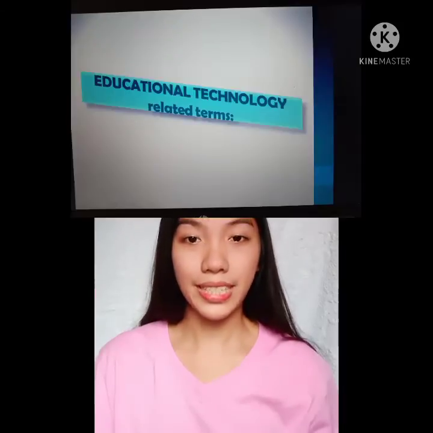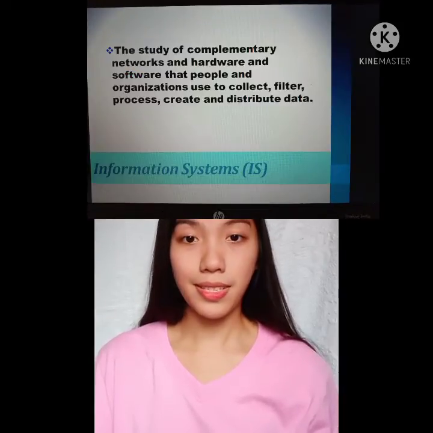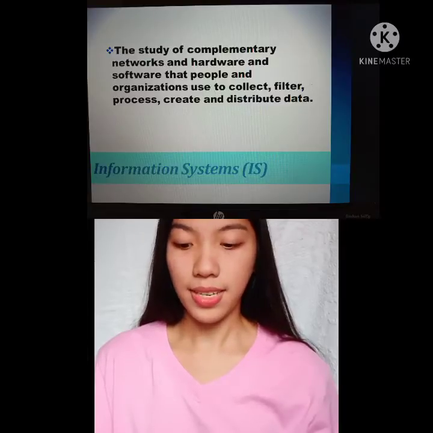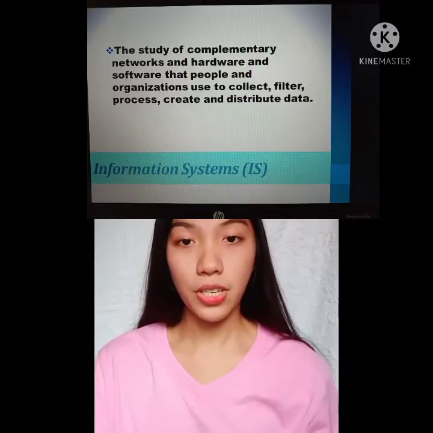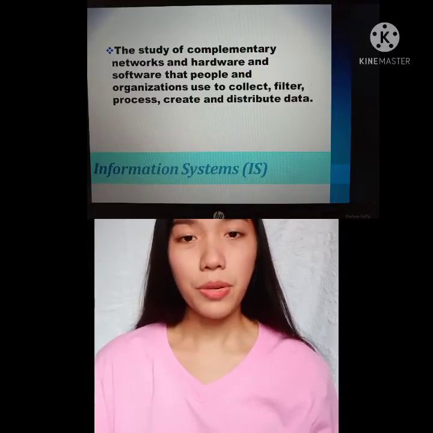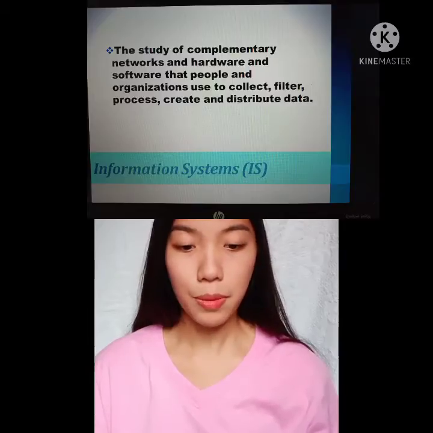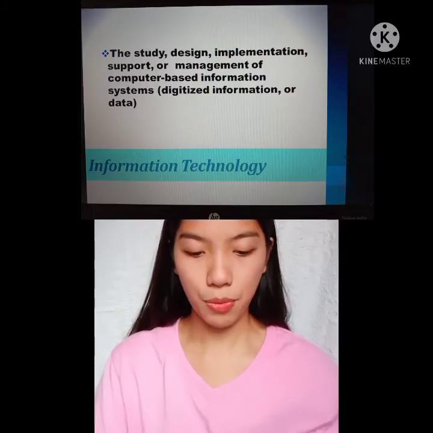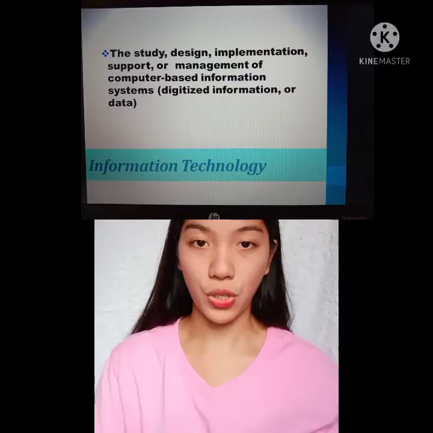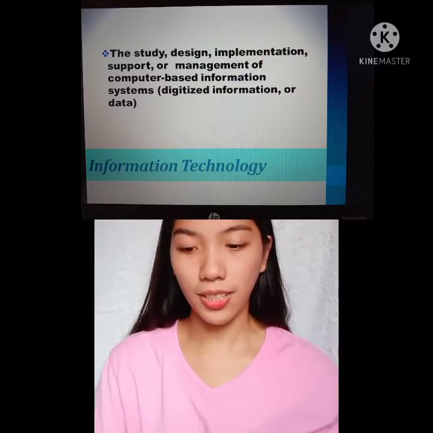Educational technology related terms. First, information systems or IS. It is the study of the complementary networks of hardware and software that people and organizations use to collect, filter, process, create, and distribute data. So information system is the data itself collected by people to be informed. Information technology is the study, design, implementation, support, or management of computer-based information systems or digitized information or data. It is the technological knowledge of the computer-based information systems.